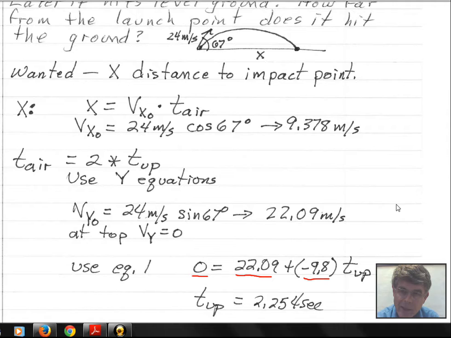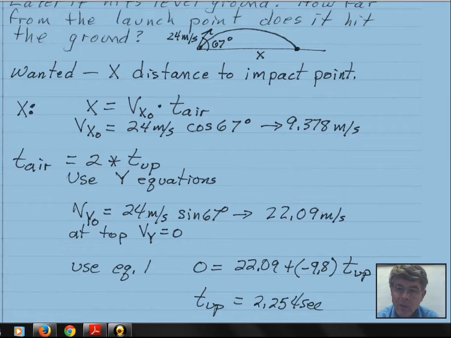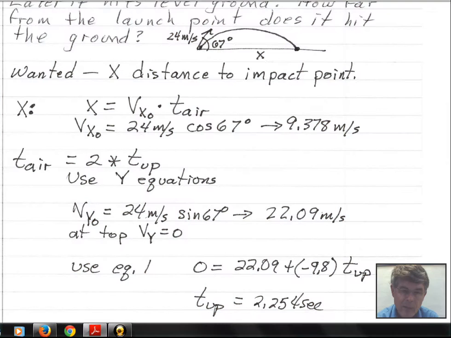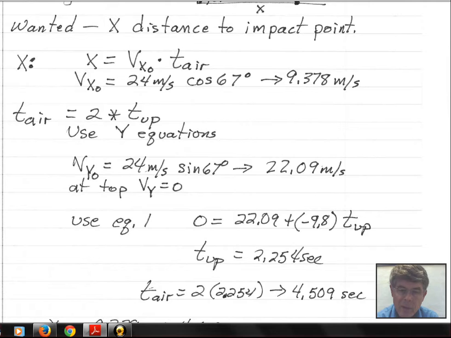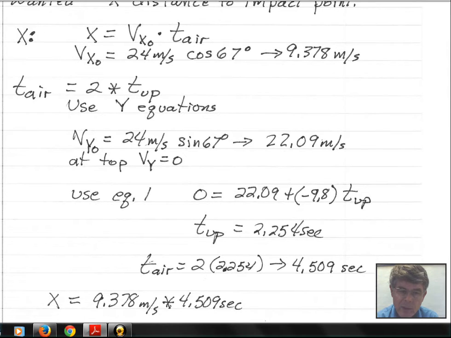And we can then continue this and calculate our total time in the air just by doubling the amount of time that we are working with to go up. So if we double that, and I'll scroll down a little bit here hopefully, we find the time in the air is 4.509 seconds. Well, we're ready to calculate.